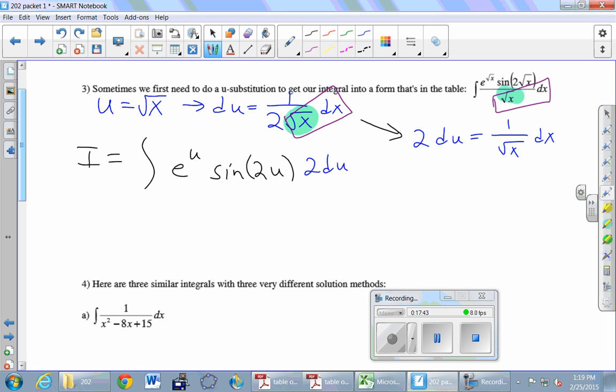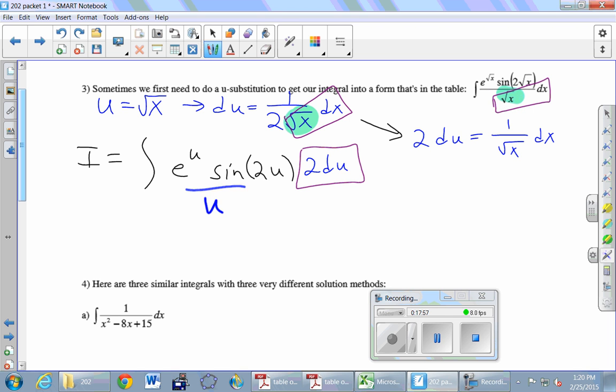Let me just underline this first. Okay, so Rob says, well, what if we decided to recognize that this square root of x right here is exactly u? And that means we could have just put an over u here. So first of all, does an over u there make the integral easier or harder? Harder, right? More stuff in the integral is generally not a good thing.